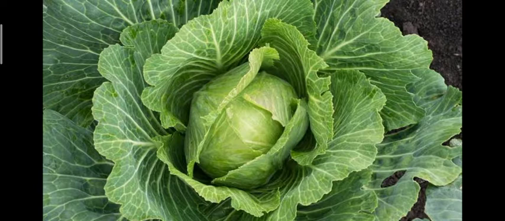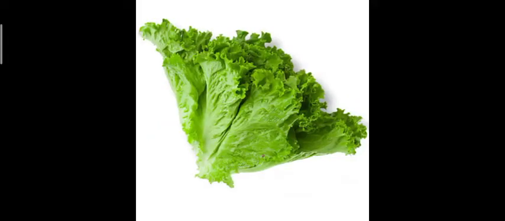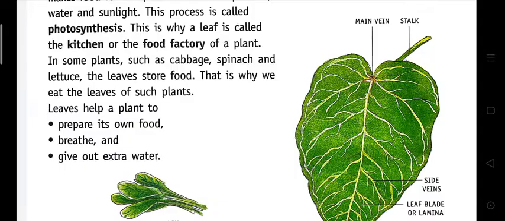Some plants store their food in their leaves, like cabbage. It is a picture of cabbage, and spinach and lettuce. They all store their food in their leaves. That's why we eat the leaves of those plants. So leaves help the plant to prepare its own food, breathe, and give out extra water.